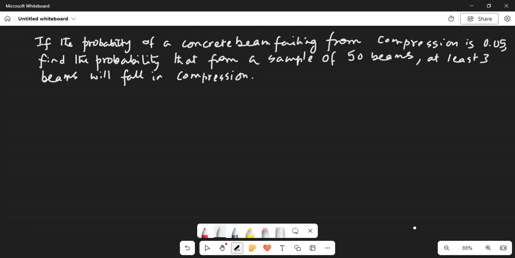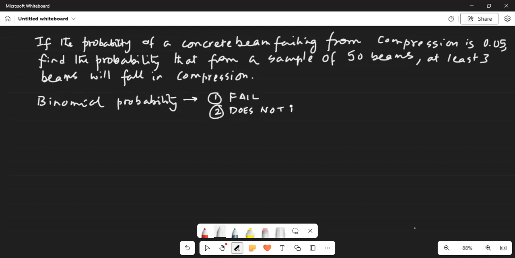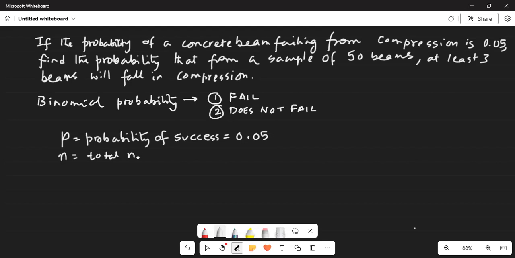Now this is a binomial probability situation because there are two possible outcomes. One outcome is fail, the second outcome is does not fail. Small p, the probability of success, is equal to 0.05. And n, the total number of trials, is equal to 50.